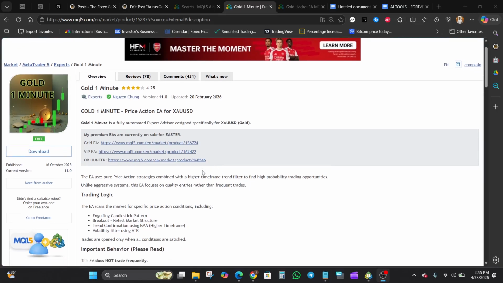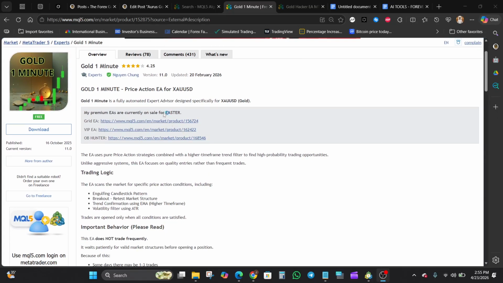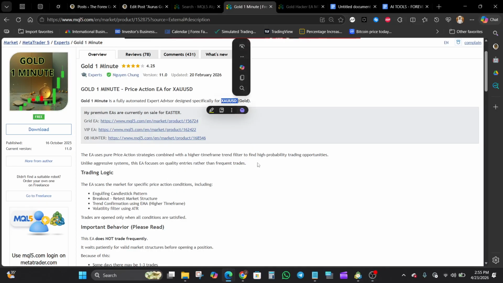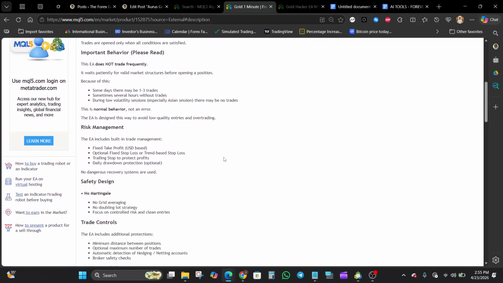So here we are on the MQL5 marketplace, and this is gold 1 minute EA by Nguyen Chong. Interestingly, this one is actually free to download, which already makes it more accessible compared to most gold EAs out there. From the description, this EA is designed specifically for XAUUSD, and it operates on the M1 time frame.